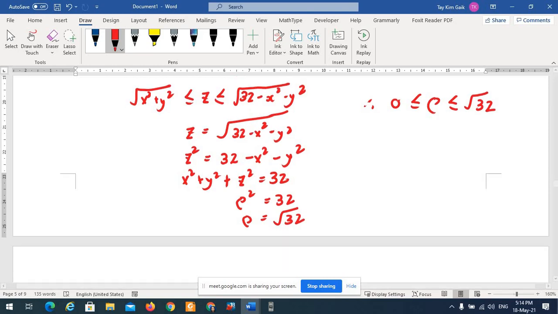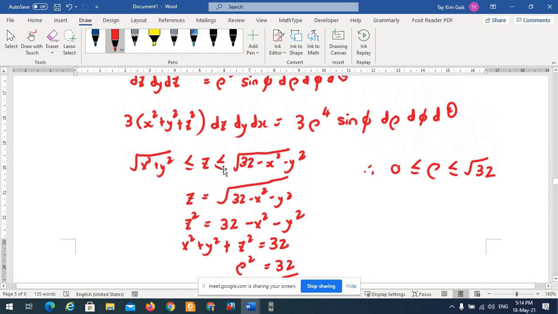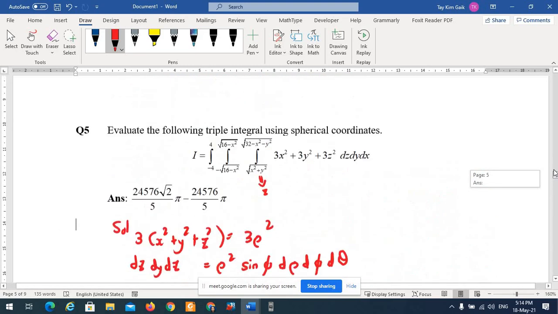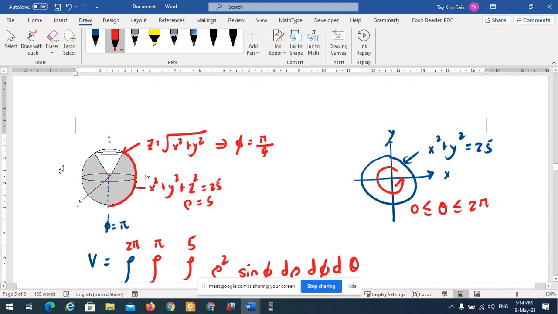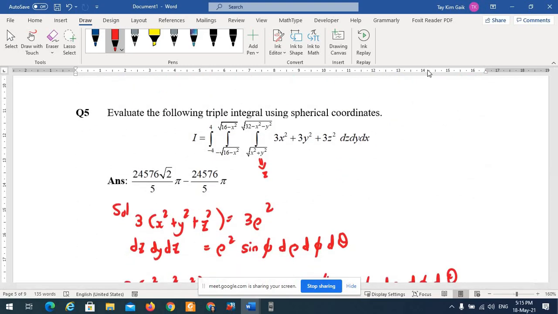From the lower surface, the upper surface is a hemisphere and the lower surface is a cone. So basically you get an ice cream cone shape like this. The lower surface is the cone, and the upper surface is the hemisphere. Then what we want is only the blue color here.